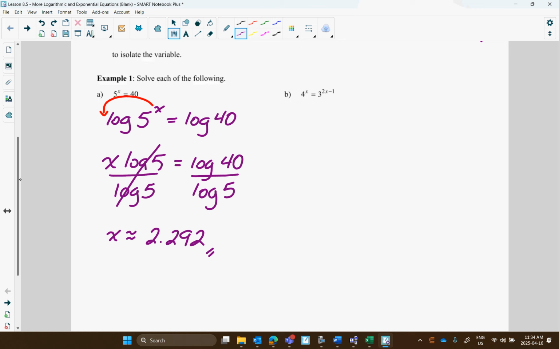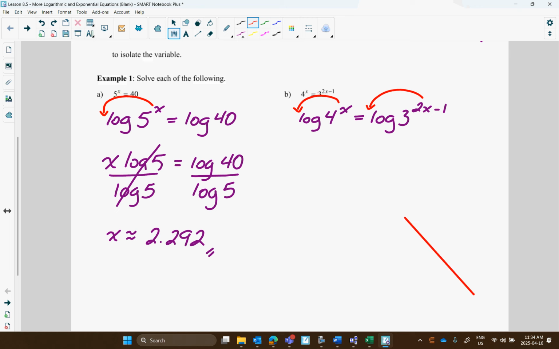Okay, this next one. Can't make the bases the same. Can't make 3 and 4 the same. So I'm going to log both sides. Now do the power log law to bring the exponents down in front of the logs. So like that and like that. So this is going to turn into x log 4 equals, and the 2x minus 1 has to stay together. So how do I do this? I've got to use parentheses.